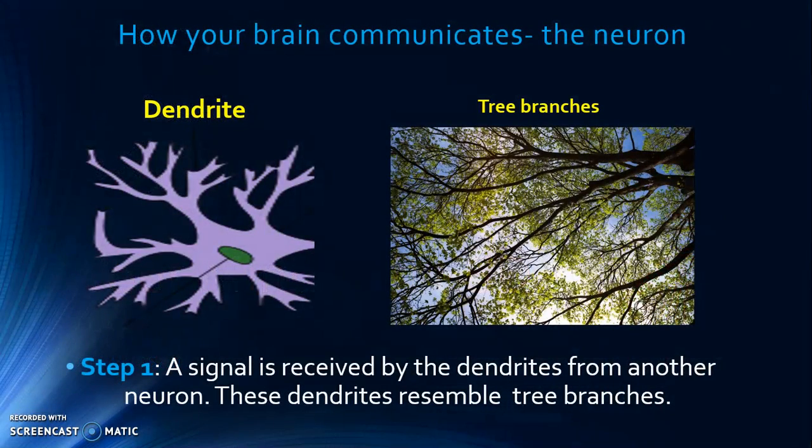How your brain communicates. The neuron. Step 1. A signal is received by the dendrites from another neuron. These dendrites resemble tree branches. Here on the left, we have the structure of a dendrite, and on the right, we have tree branches found in nature. As you can see, they are very similar when you look at them side by side.